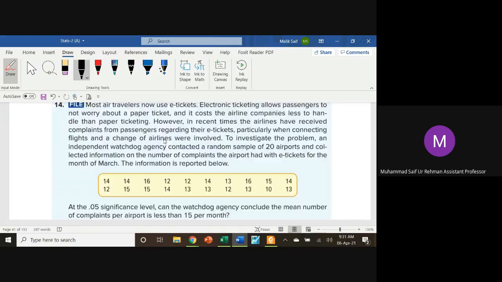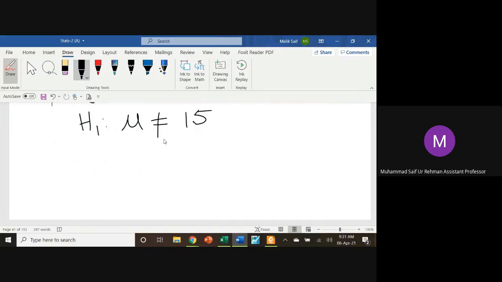What is the level of significance? You will write down step 2. Step 2 is the level of significance. Given, it is 0.05.